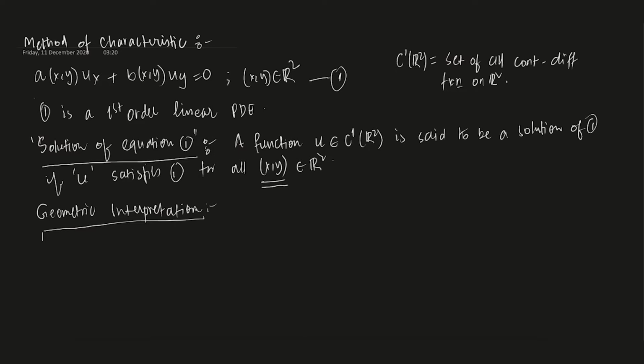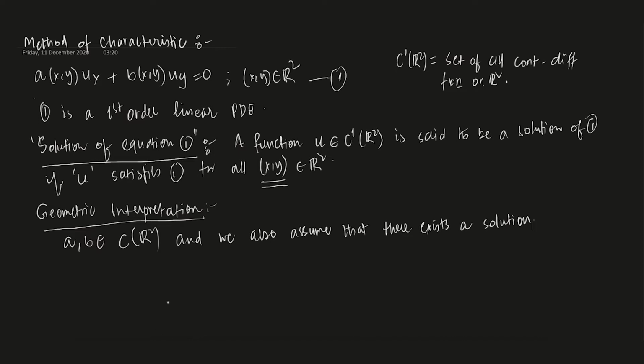Whenever, let's say, a solution exists. Initially we do not know if there is a solution or not, and what it will look like. For now, just for the sake of understanding, we'll assume that A and B are continuous in R2, and we also assume that there exists a solution. We do not know if that equation has a solution or not, but initially we are going to assume that A and B are continuous and there is a solution to this equation.